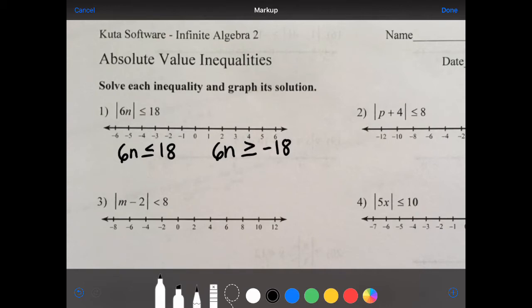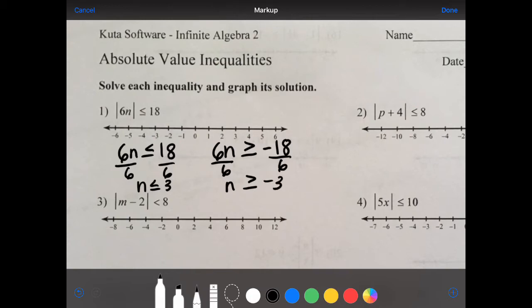All right. So what I'm going to do is divide by 6 on both sides. And then I'm going to get n is less than or equal to 18. And then do the same thing on the other side. So divide by 6. Oh, I'm sorry. This one's not 18. This one's 3. My bad. And then on the other side, you get n is greater than or equal to negative 3.